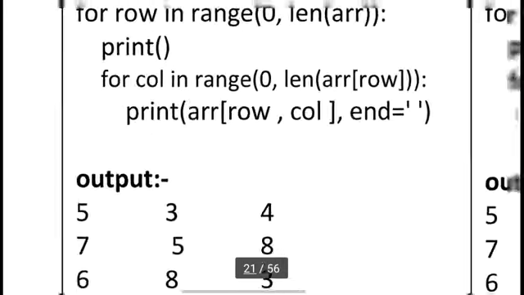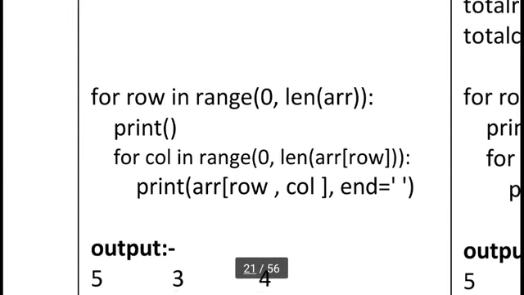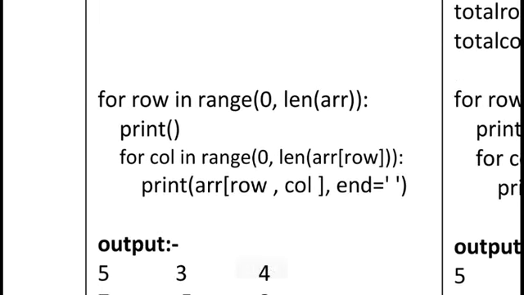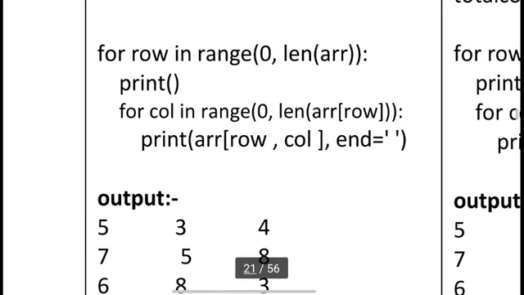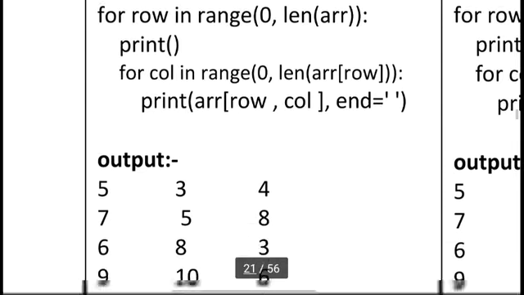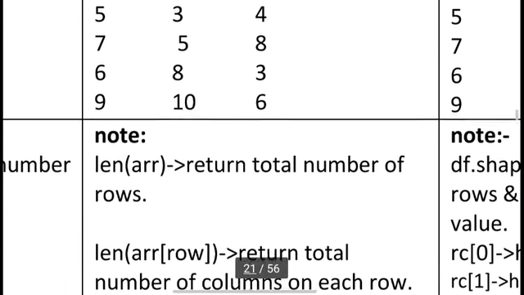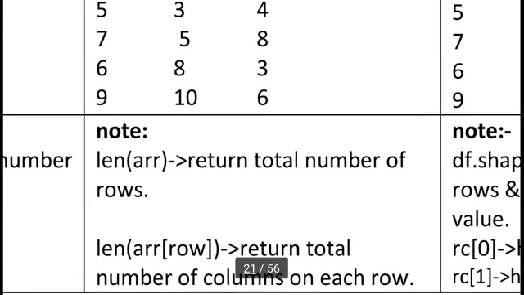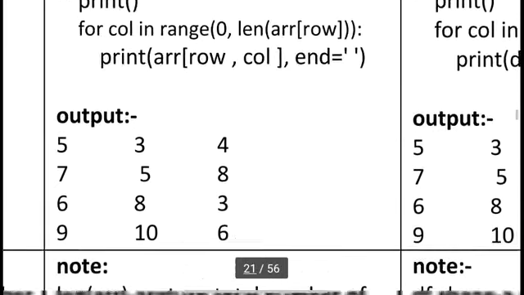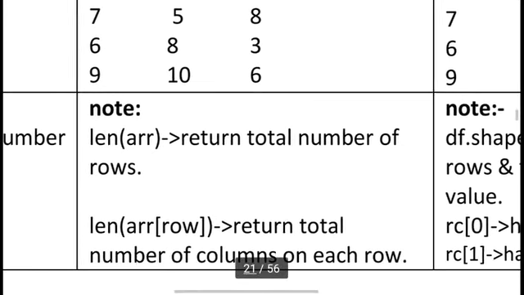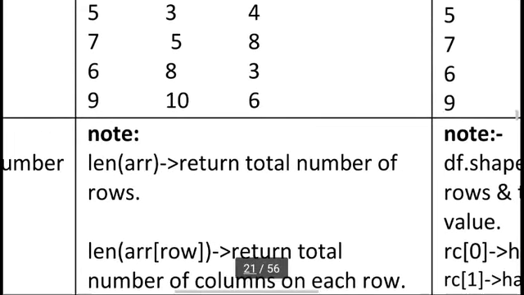So this goes on. We can use this loop to access each and every value. So here the outer loop and inner loop are important. Here len(arr) returns the total number of rows. Here len(arr[row]) returns the total number of columns in each row.